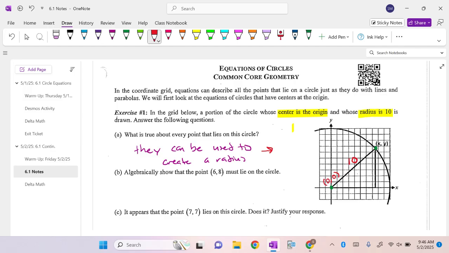So, equation of a circle, what is it? All you're doing is taking this information and plugging it into this formula, guys. So what's my h value? 0. What's my k value? 0. What's my r value? 10. So we got (x minus 0) squared plus (y minus 0) squared, and it's equal to 10 squared.